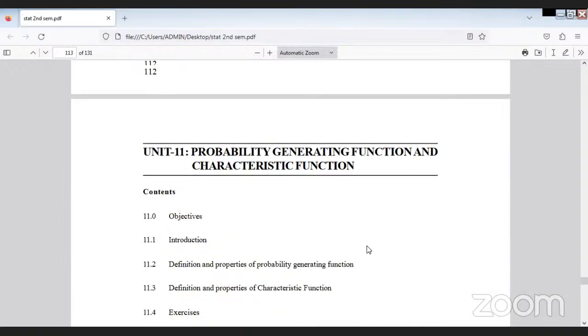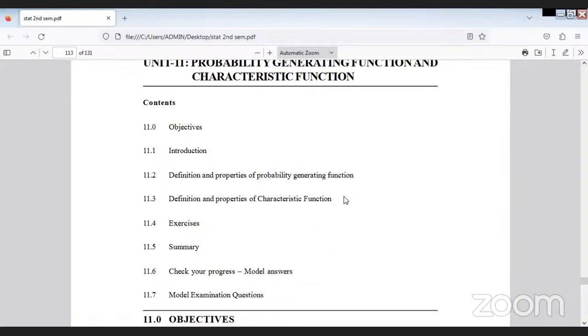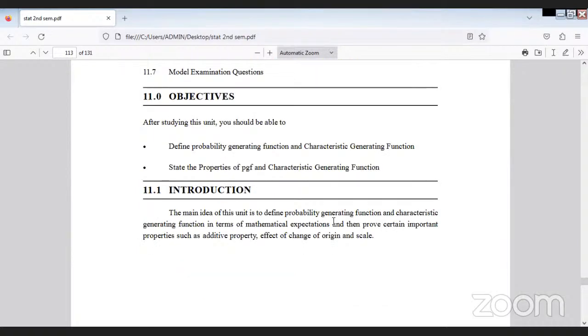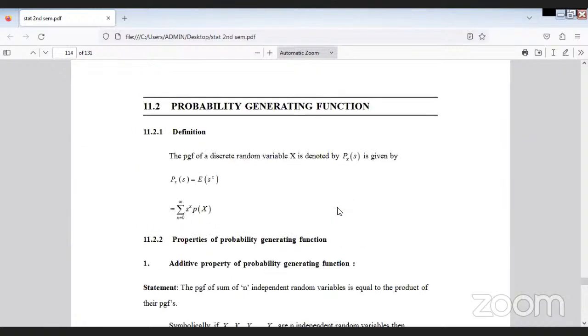We will discuss the 11th unit today and the 12th unit tomorrow, and tomorrow we will finalize with the question paper. Okay, sir. Definition and properties of probability generating function, and definition and properties of characteristic function. Define the probability generating function and state the properties of PGF. The main idea is to define the probability generating function and characteristic function in terms of mathematical expectations, and also prove certain important properties such as the additive property and the effect of change of origin and scale.